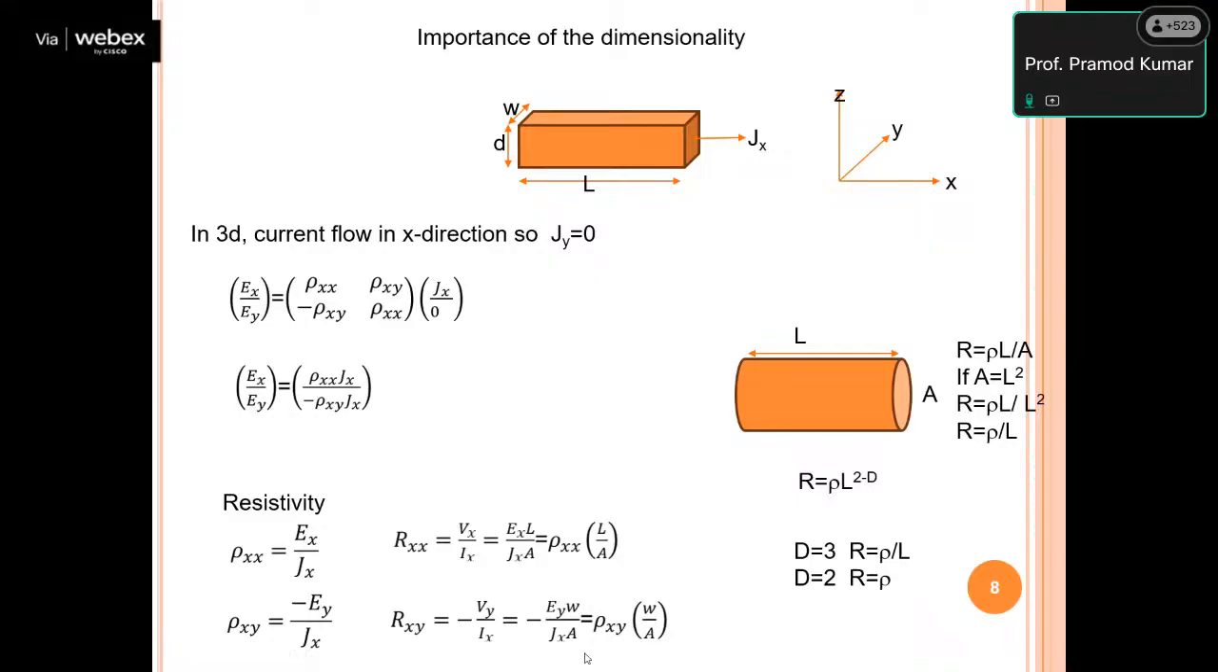Just remember this. And through this cylinder, people have analyzed that resistance and resistivity have a relation something like that: resistance equals rho L to the power 2 minus D. So how is this one correct? Let's see in 2D material also.